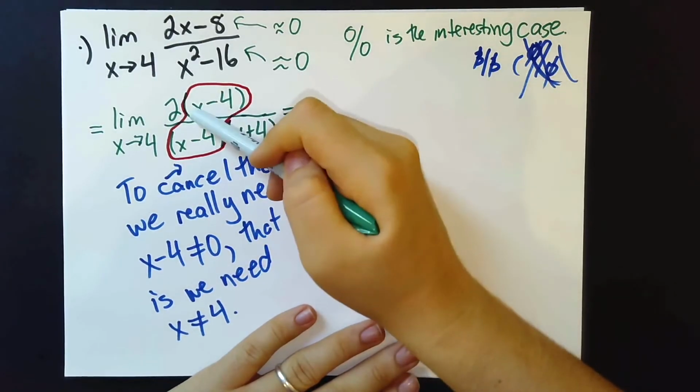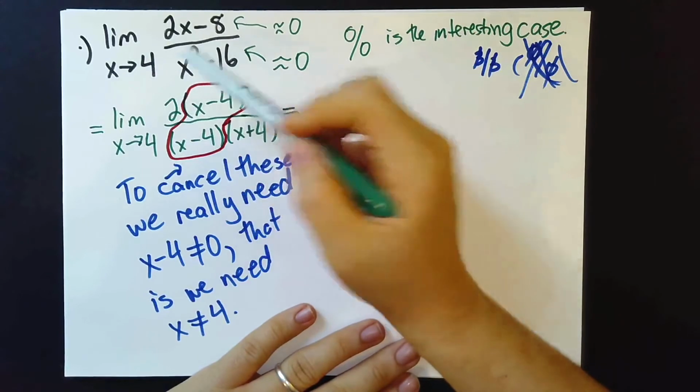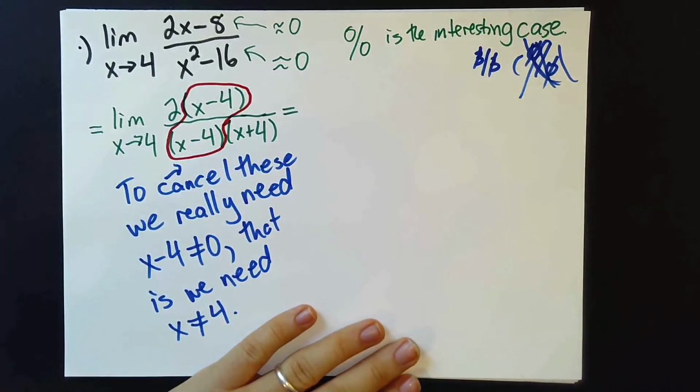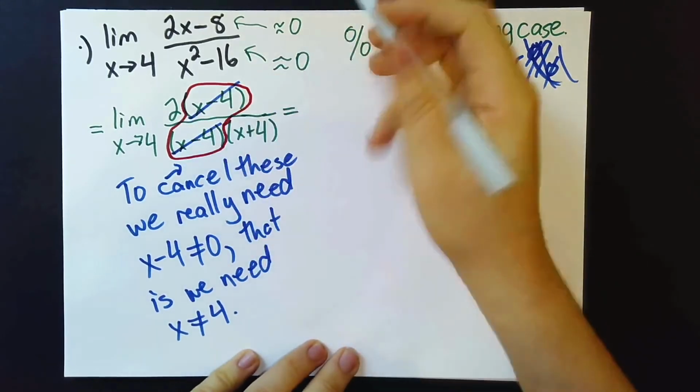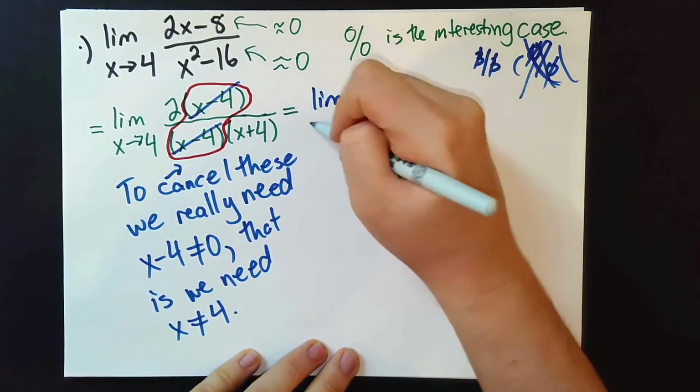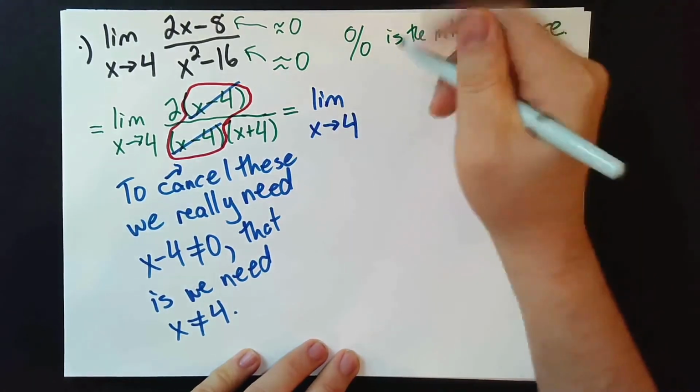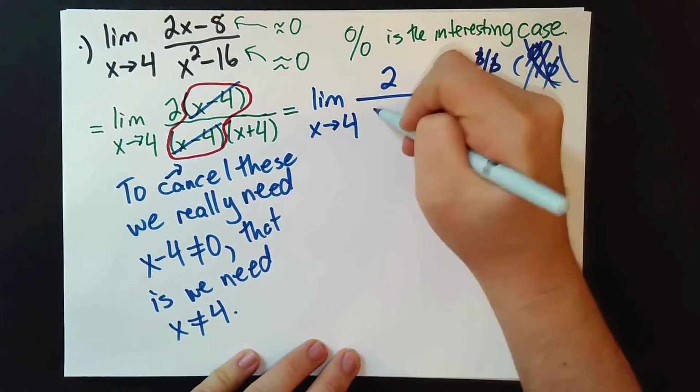And what does that mean? Well, for x's that aren't 4, x minus 4 isn't 0, and so I can cancel it. And so I will get the limit as x goes to 4 of 2 divided by x plus 4.